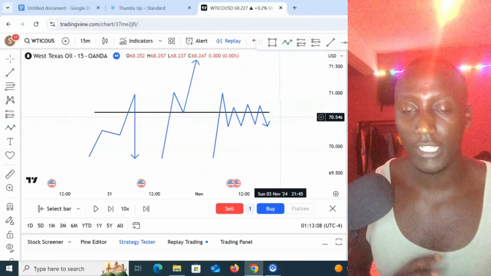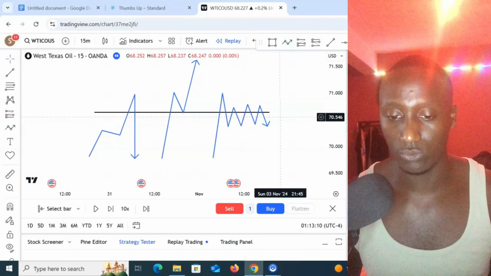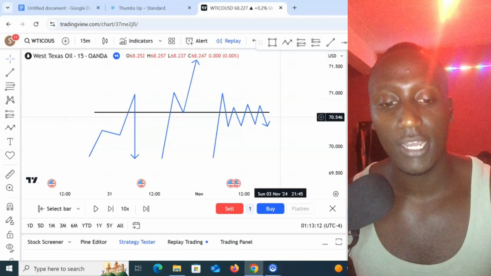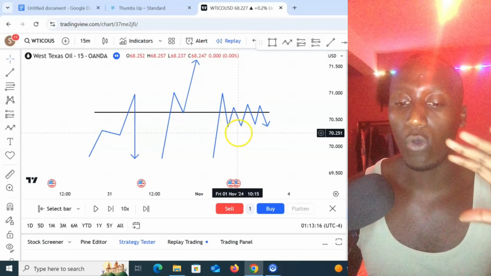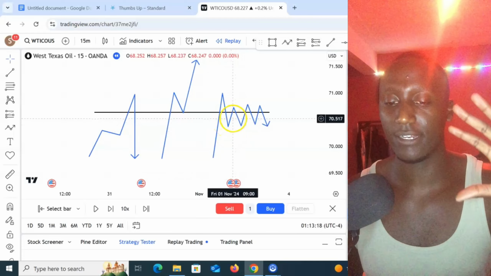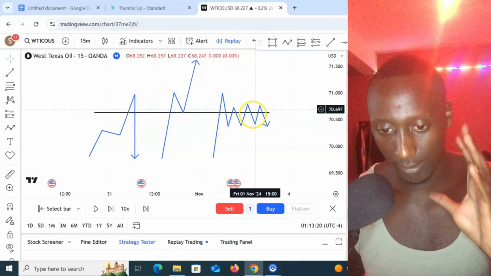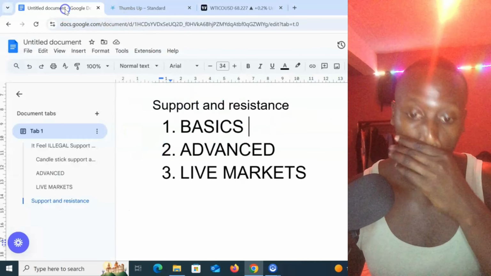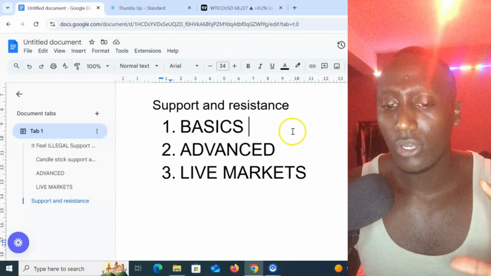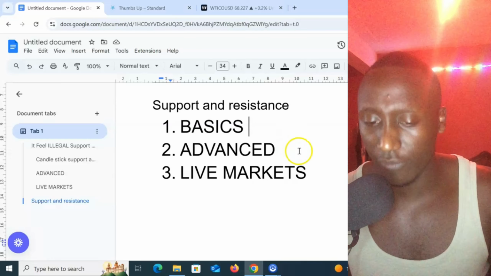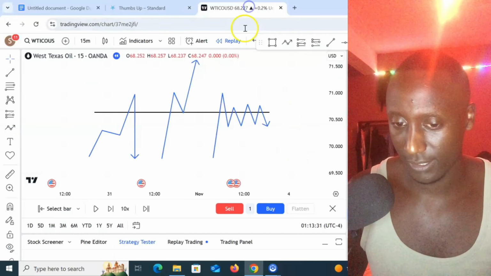This is the only thing price will ever do. So it will either break out and continue with the trend, break out and reverse, or break out and stay within a trading range. Now, that covers the basics. So let's talk about the advanced markets.